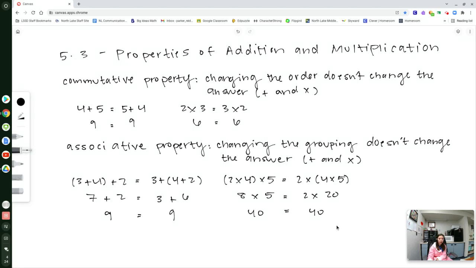You might associate with different groups, but that doesn't mean the people are different. The people there are still going to be the same, right? So even if you associate with different groups, if you change the grouping, our answer is still the same. So the associative property says you can change the grouping, you can associate with different groups, and it doesn't change the answer. This is only true for addition and multiplication.